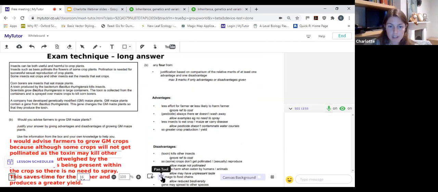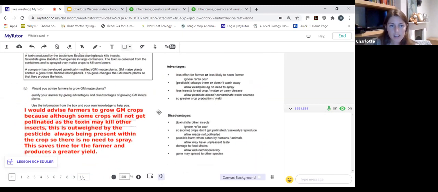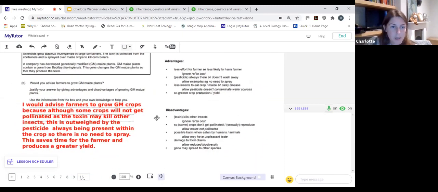So I put together a worked answer for you. So typically I've done this in 2 sentences, but I have made 4 points. So I would advise farmers to grow GM crops, given my opinion, because although some crops will not get pollinated, that's one disadvantage.